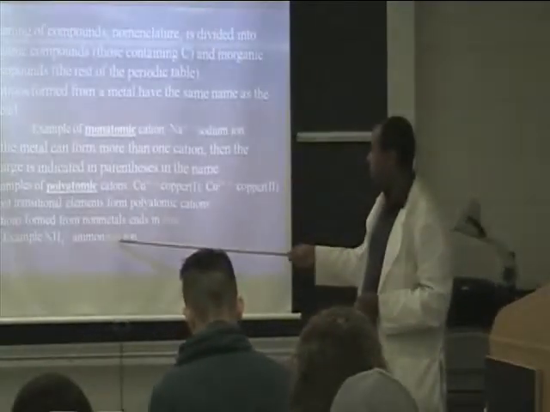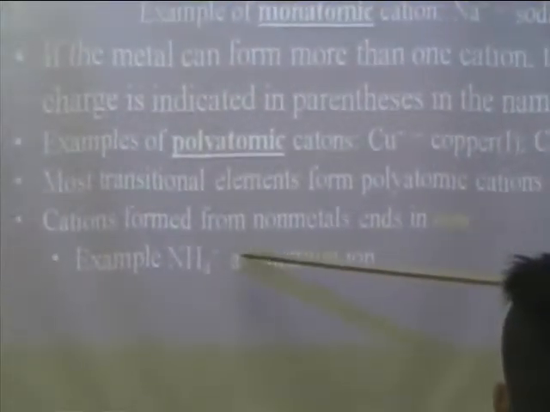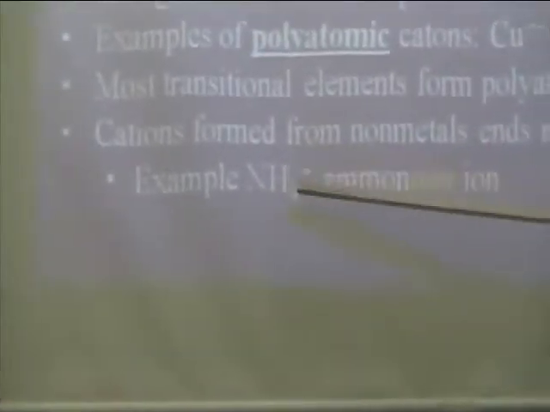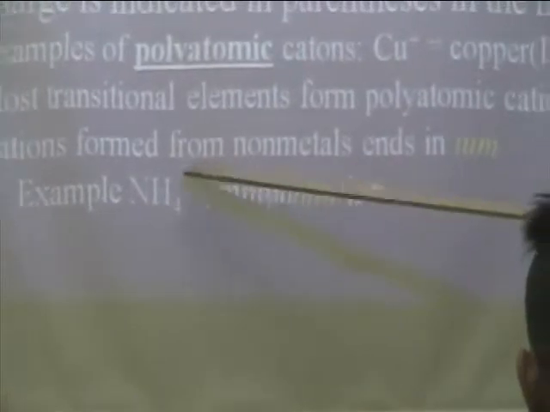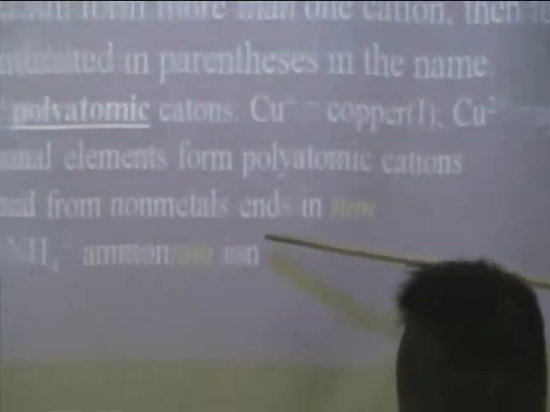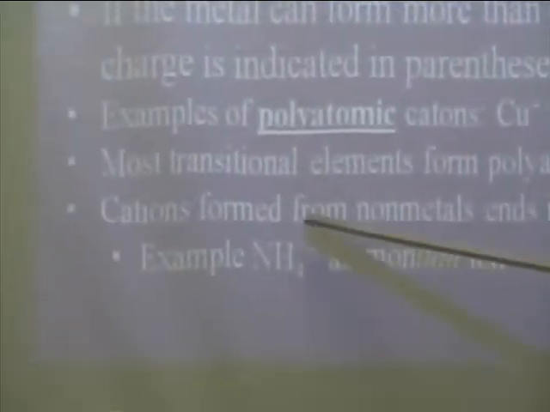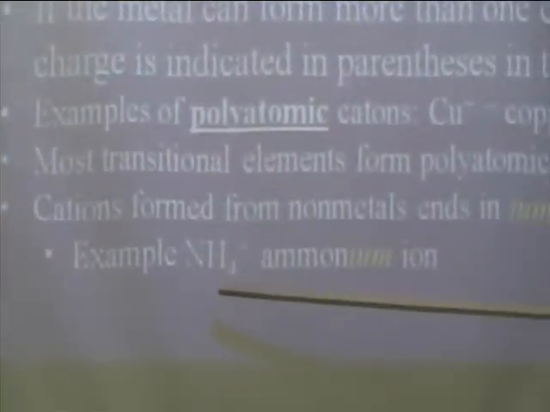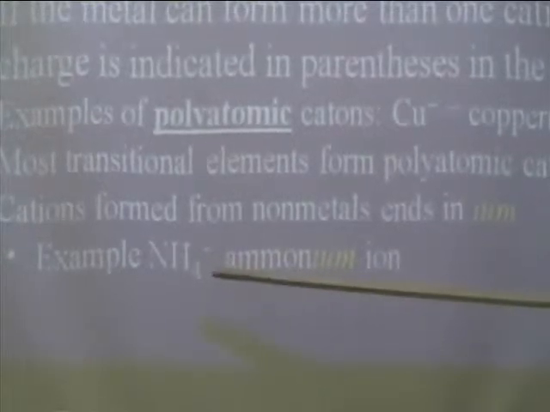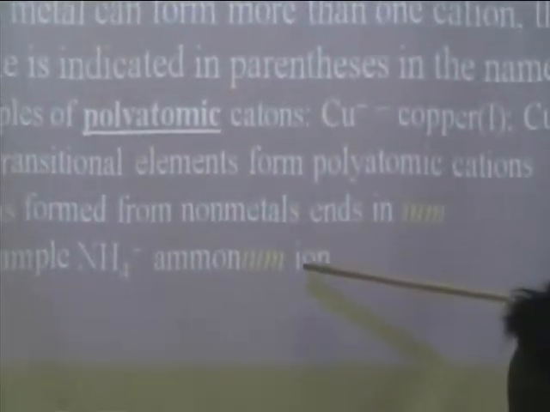Ammonium ion. Ammonium is a little bit different. It's not a polyatomic cation from a metal, but it is one of the common polyatomic ions that has a positive charge, like an exception. It's called the ammonium ion. It's very interesting that it is formed from non-metals, nitrogen and hydrogen, but there is more hydrogen here, so it has the name ammonium ion.